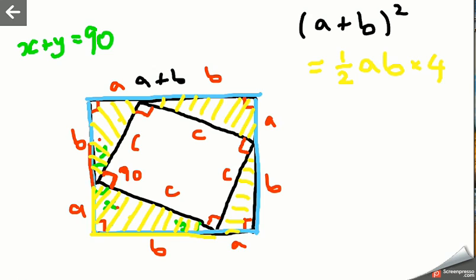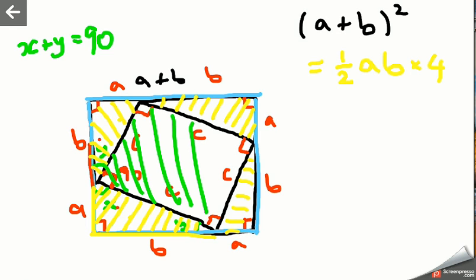Last but not least, we've got the area of the square in the middle. It has side length C, so the area of the square must be C times C, or C squared. So adding together the area of those 5 shapes, 4 triangles and 1 big square, we get half times A times B times 4 plus C squared. Well, half times A times B times 4: 4 times a half is just 2. So this is equal to 2AB plus C squared.